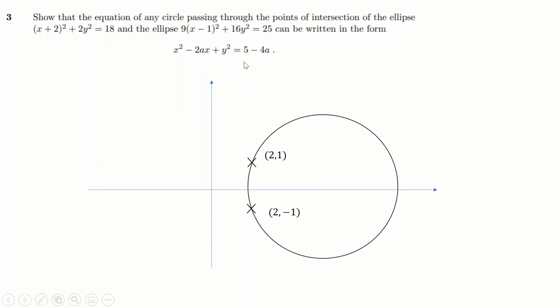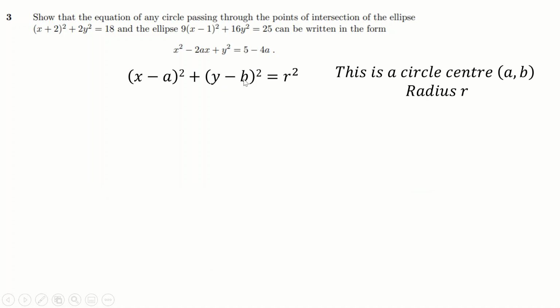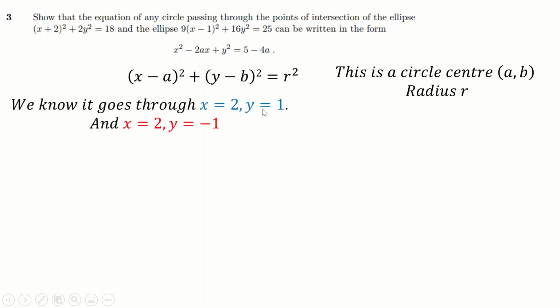So what's the equation of a circle? Well, it's this with center (a, b), radius r. And now I've got the 2 points that the circle goes through. I know the circle goes through (2, 1) and (2, -1). So let's substitute both of those into this equation here. So let's put (2, 1) in first, 2 and 1.